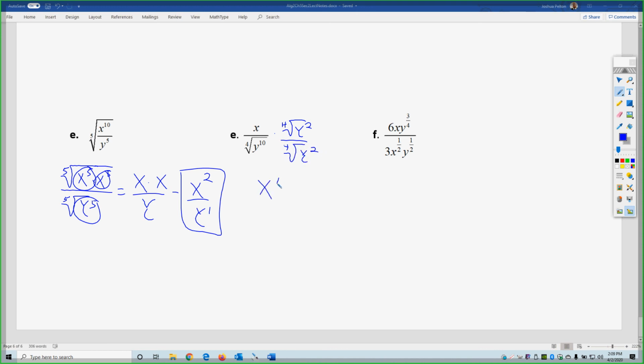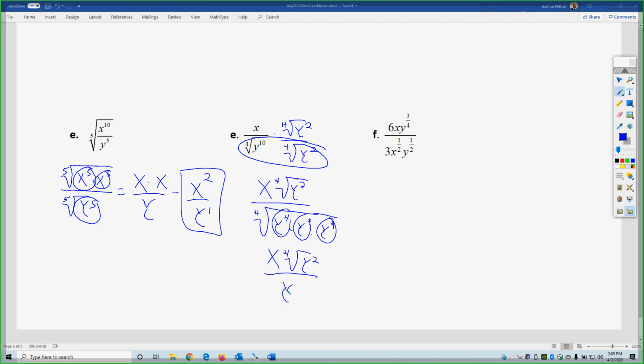So that's x 4th roots of y squared over, now I do have 12. That's y to the 4th and y to the 4th for a total of 12. So I have 3 of these. So x fourth roots of y squared over y to the third power.